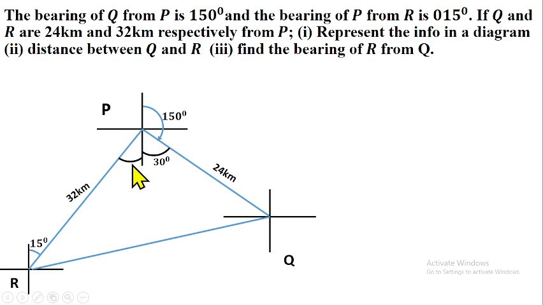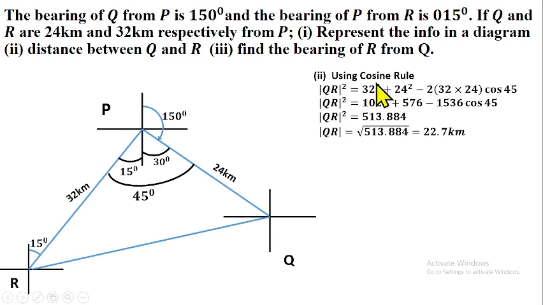And this angle here should be 15 degrees as well. Alternate angle. Total angle here should be what? 45 degrees. So to find this side now, we use what? Cosine rule. So we use the cosine rule to find side QR.